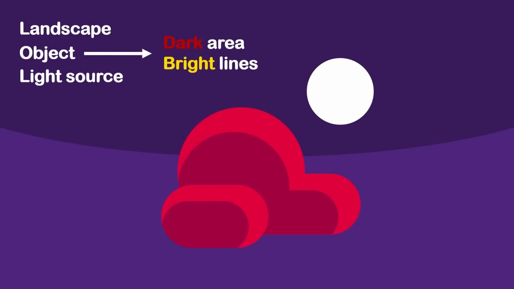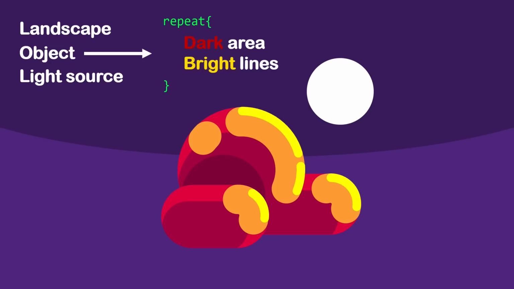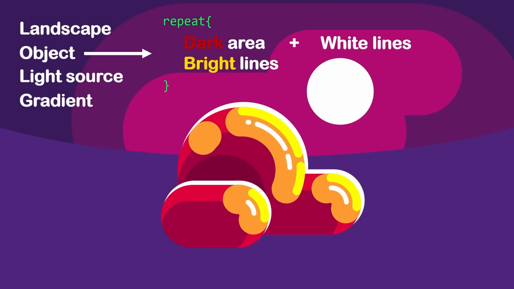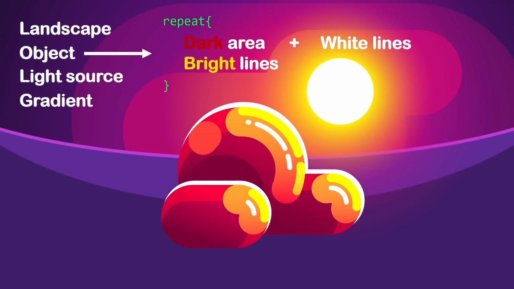The object now needs some shadows and bright sides. We repeat this to make it look like it's 3D. Now add some white reflections and you are done with the shapes. All we need to do now is give most of the shapes a gradient that matches the surroundings and its light level. Those are the rules in a nutshell.